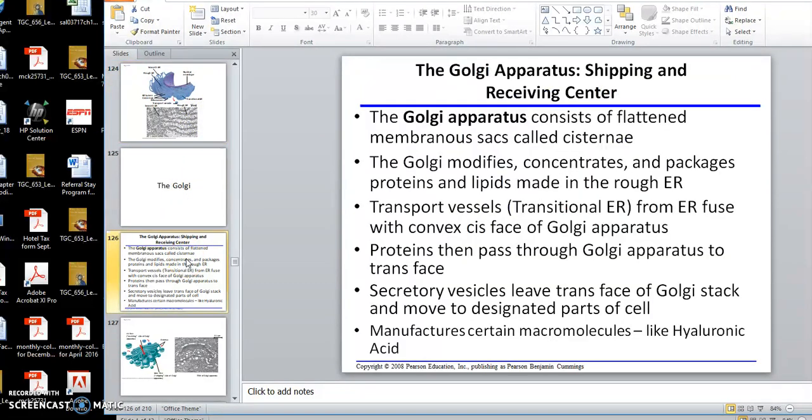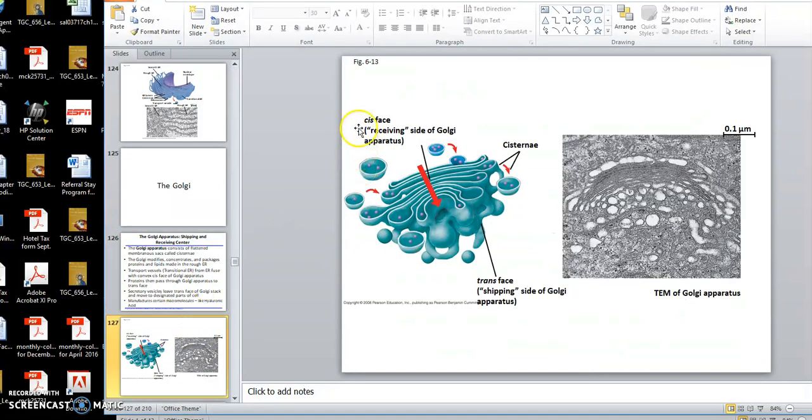Whatever it gets, it can modify, package, sort, and secrete. So it makes these transport vesicles. So here we are. The Golgi are these flat sacs. You have different groups. It's like stacked together, these plates. The plates closest to the endoplasmic reticulum are called the cis. Those in the middle are called the medial, and those on the outside are called the trans. The trans are where vesicles occur that will move material to the cell membrane for export or to be placed in the cell membrane.